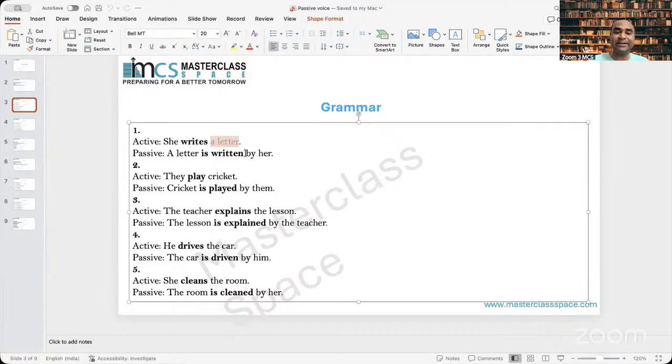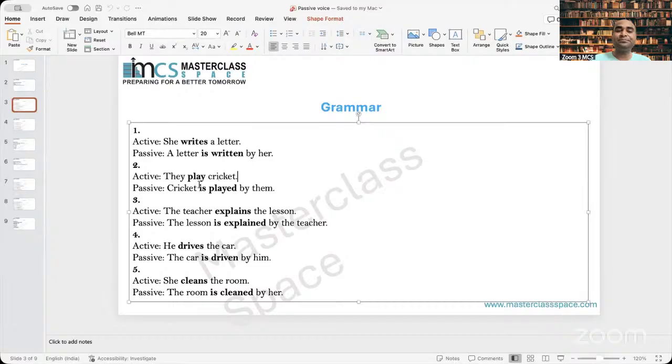A letter is written. What if you want to use by her? That's okay. By her is going to add extra information. So a letter is written is a correct sentence. But what if you add by her? That is also fine. There is no problem. So this is called passive sentences. So in short, what you need to do: just pick the object, then place the object at the beginning, then use is/am/are. Is for one, are for more than one, and am means only I. If the subject is I, only then it will be am. So a letter is written by her.